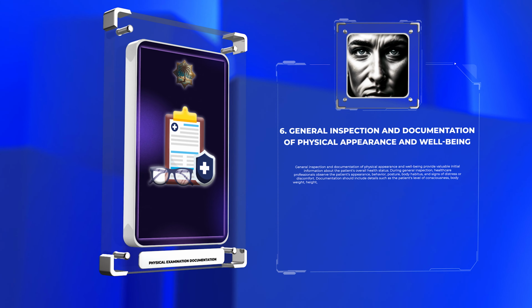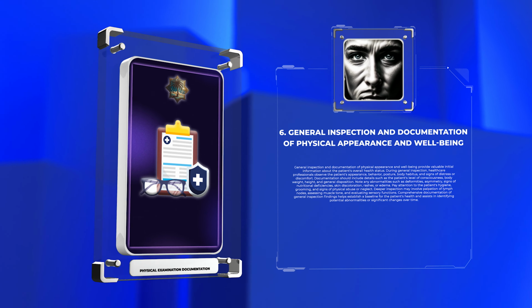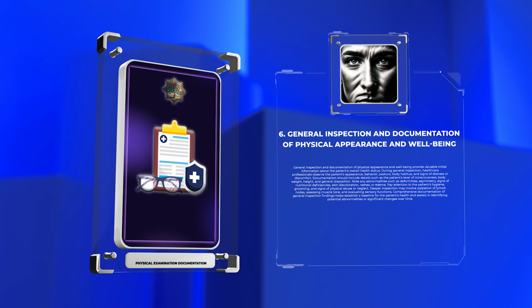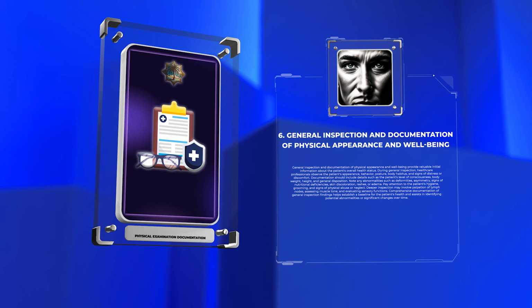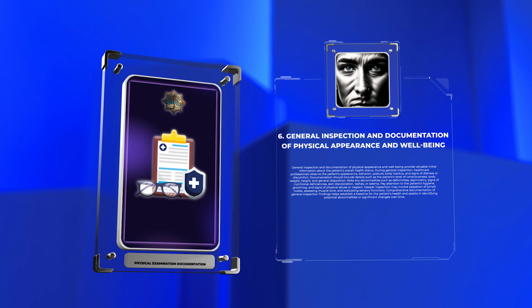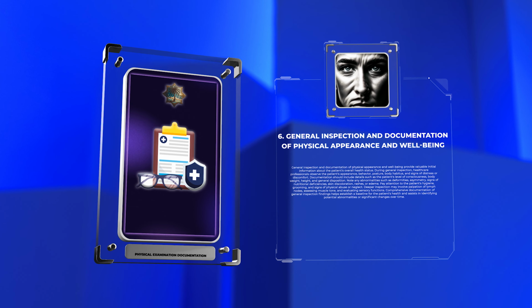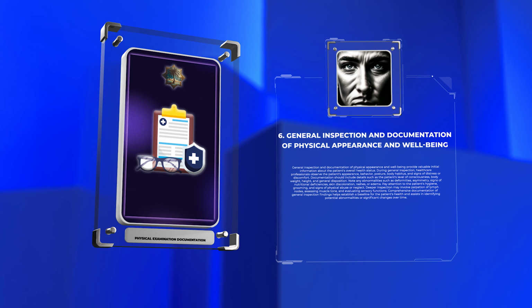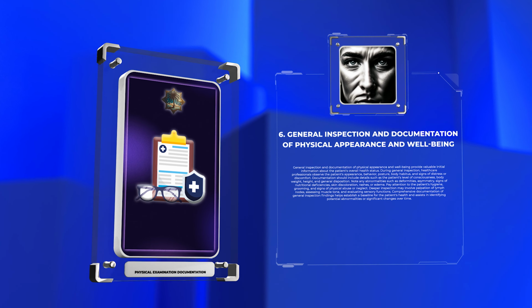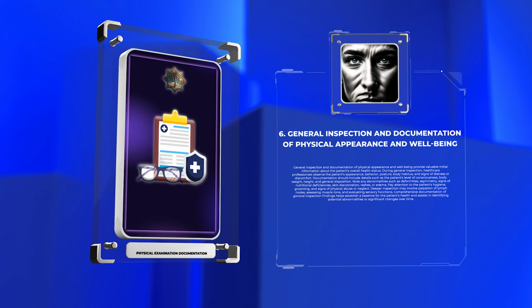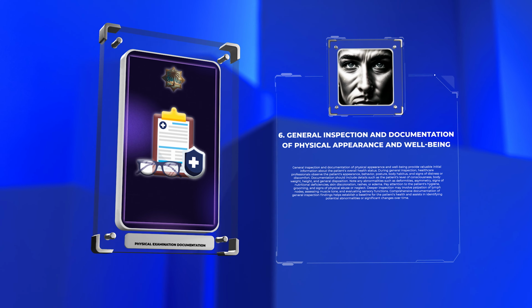General inspection and documentation of physical appearance and well-being provide valuable initial information about the patient's overall health status. During general inspection, healthcare professionals observe the patient's appearance, behavior, posture, body habitus, and signs of distress or discomfort. Documentation should include details such as the patient's level of consciousness, body weight, height, and general disposition.